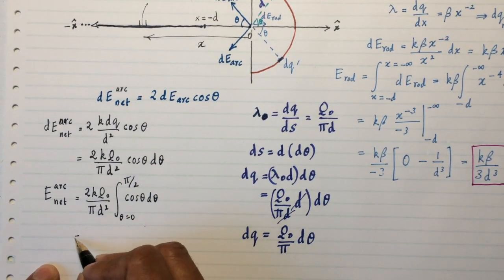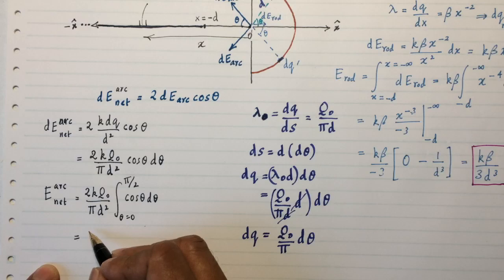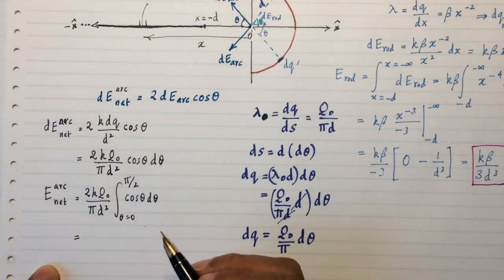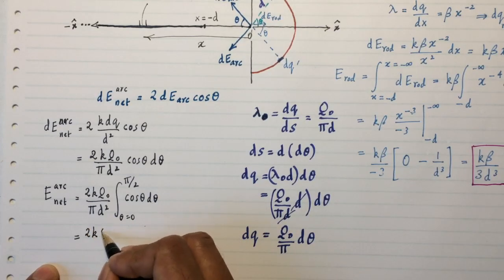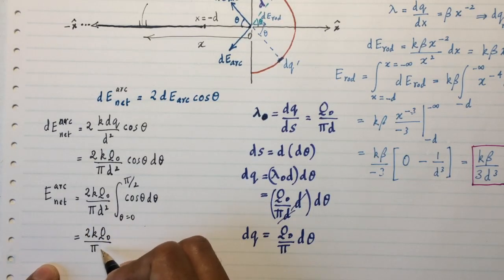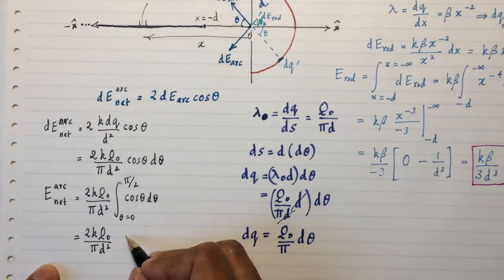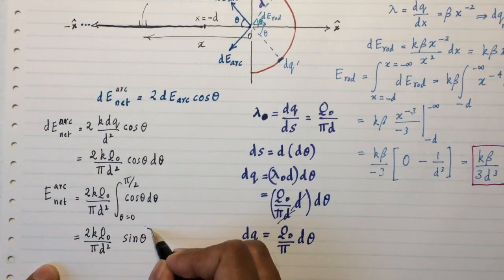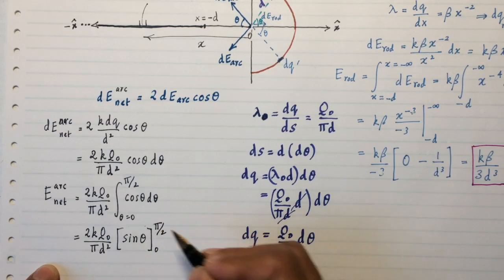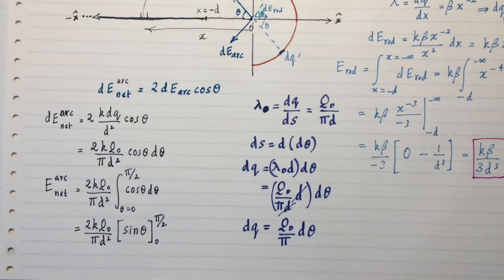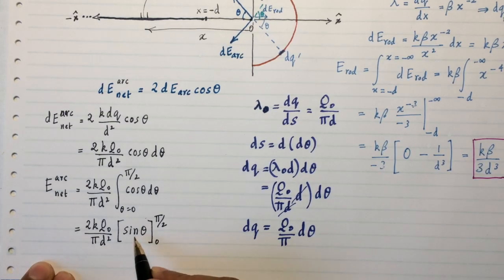Let's complete this. The integral of cosine theta is, well, what is it? It's sine theta, because if you differentiate sine theta, you get cosine theta. That's one way to remember your integrals. So 0 to pi by 2. And this gives me, the pi by 2 contributes, and you get a value 1, 0 doesn't contribute. So this just gives me 2k q naught over pi d squared.